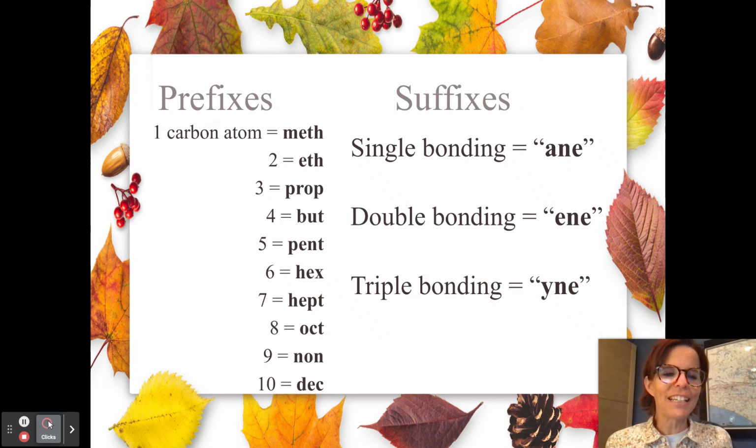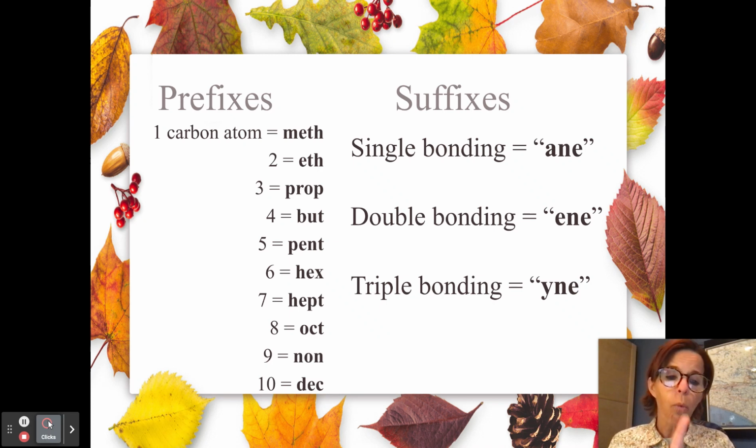Will we ever see something that's 11 or 12 or 13? No. This gets incredibly complicated super fast. So I'm only going to give you molecules that I've given you prefixes and suffixes, and then I've given you the ability to name. I'm never going to give you something that you haven't gotten the skills yet to be able to name. Okay, and then if it's all single bonds, you're going to end the word with the suffix ane.